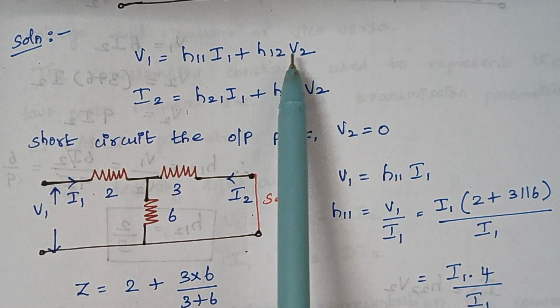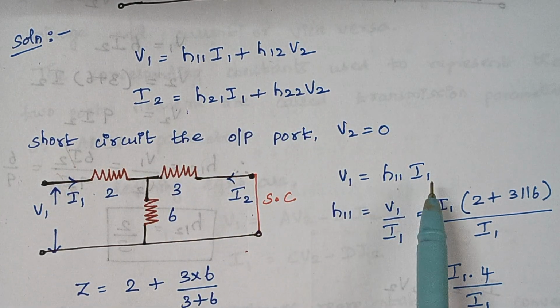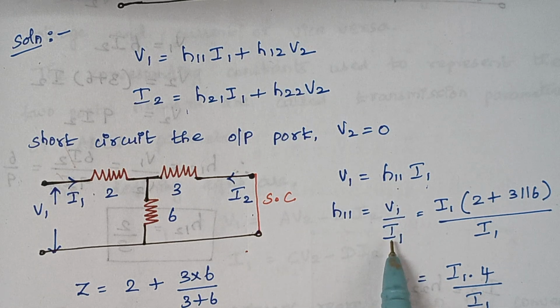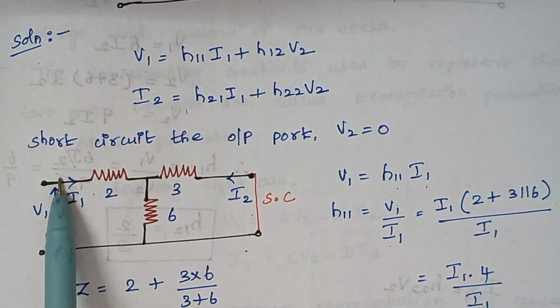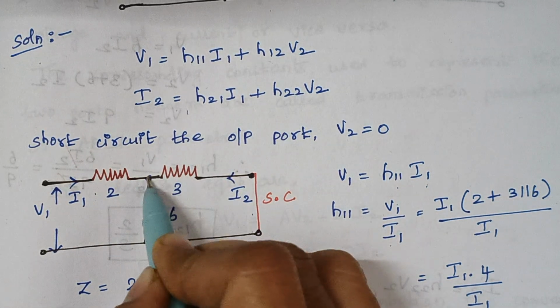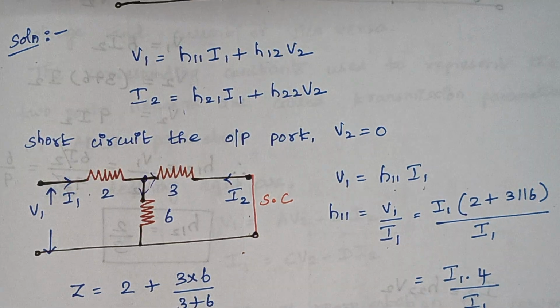Once V2 is made 0, this equation becomes V1 is equal to H11 I1. Therefore H11 is given by V1 by I1. Now we are going to calculate V1. So here this is your V1 and this is the current which flows. At this node, what happens? The current gets divided into 2.